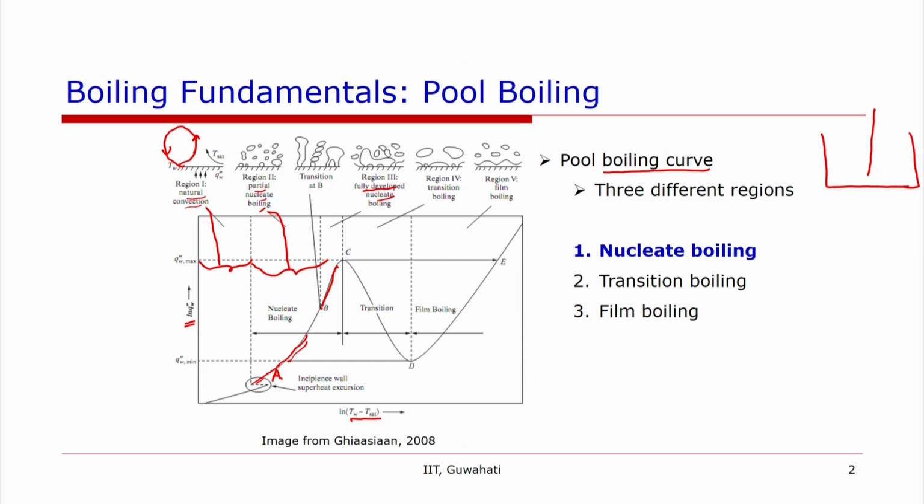And the third region, which is marked by fully developed nucleate boiling. So in this case, the nucleate boiling is the dominant mechanism of heat transfer, and the natural convection is almost negligible when we compare it with the nucleate boiling. Close to the maxima, we see that there is a decrease in the heat flux.